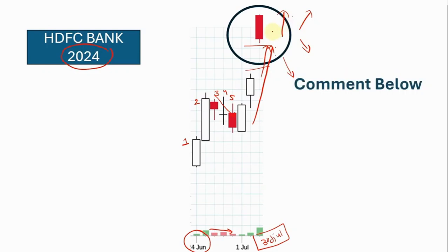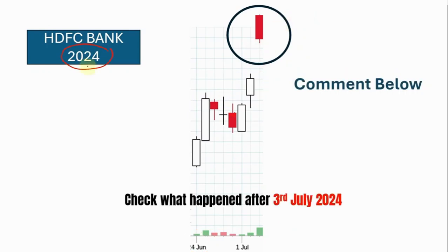Use the knowledge you have learned about price volume relationships and trap identification to make your judgments. Then go to the HDFC Bank chart and verify your analysis. You can check what happened after 3rd July 2024.